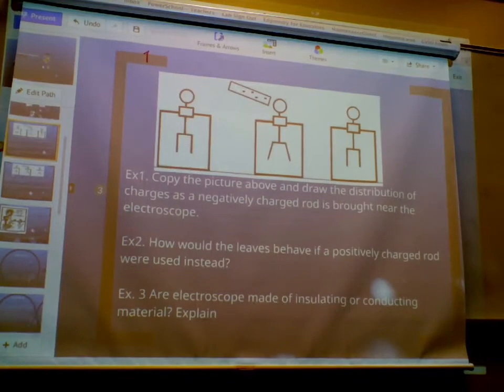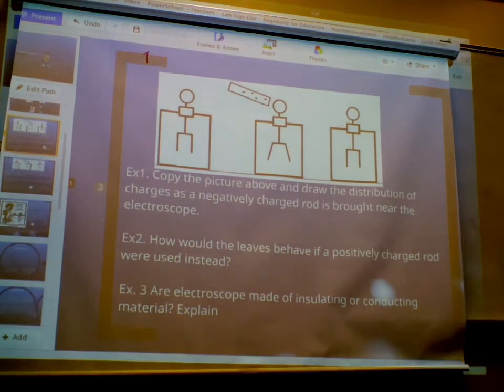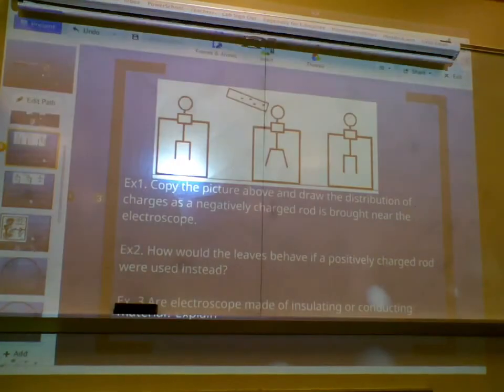Example 1. Okay, copy the picture. Yes, I wanted you to draw the picture, so hopefully you did. Nice job, Caleb. Nice pictures. Thanks. Okay, so copy the pictures above. Draw the distribution of charges as a negatively charged rod is brought near the electroscopes.